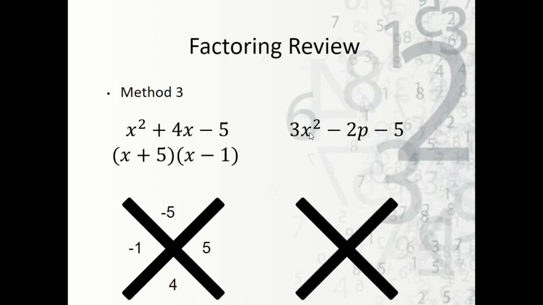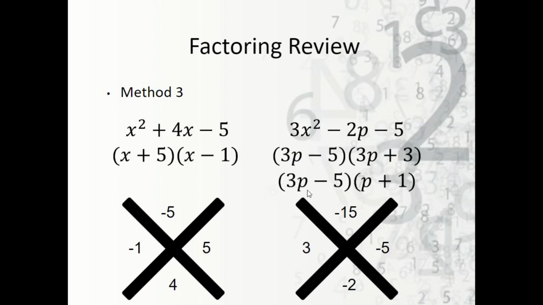Same thing here. We have 3x squared minus 2x minus 5. So we multiply 3 times negative 5, put that up top. So negative 15. We put this in the bottom, so that's negative 2. I need two numbers that multiply to get negative 15 and add to get negative 2. So I get negative 5 and 3. And I put that in, so I get 3x minus 5 and 3x plus 3. Factor out the 3 in here. And I get 3x minus 5 times x plus 1.